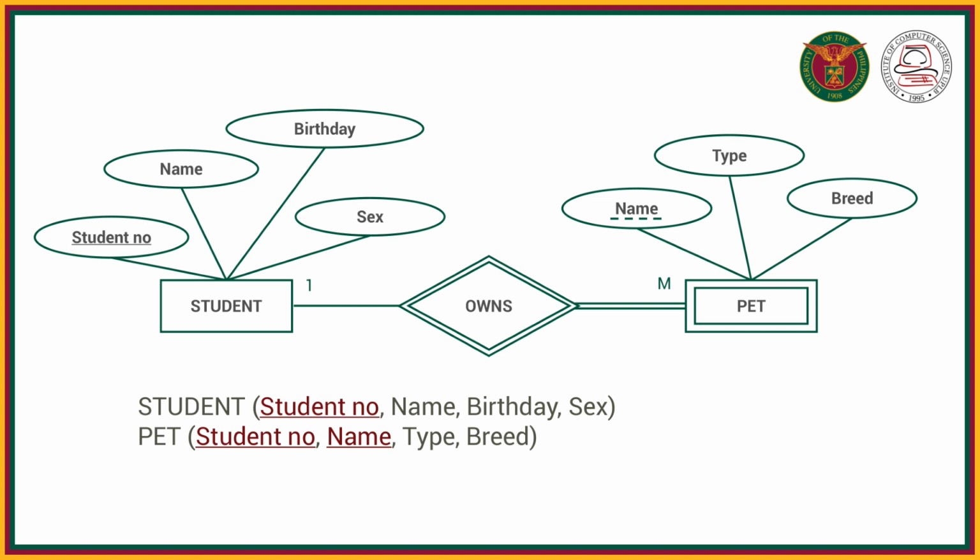And then, ilagay lang natin yung iba pa niyang attributes. We have type and breed. And then ang primary key nito is the combination of the primary key of the independent entity or the strong entity and then the partial key of the weak entity.